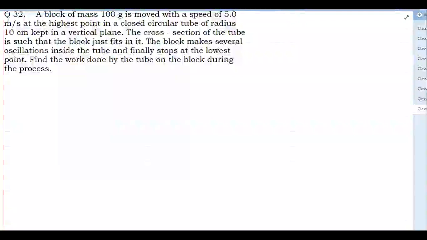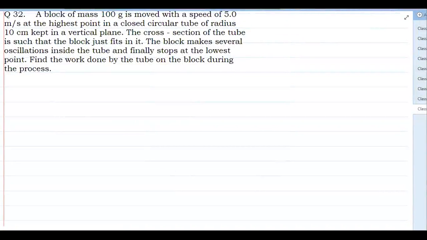Question number 32. A block of mass 100 gram is moved with speed 5 meter per second at the highest point in a closed circular tube of radius 10 centimeter. The tube is kept in a vertical plane. The cross section of tube is such that the block just fits into it. The block makes several oscillations inside the tube and finally stops at lowest point. Find the work done by tube.